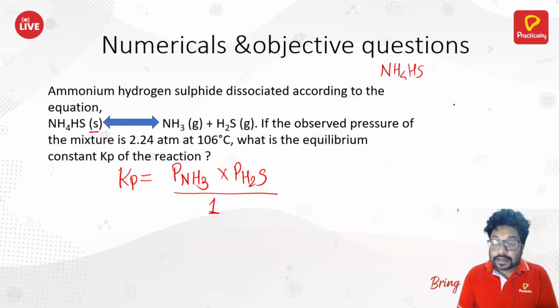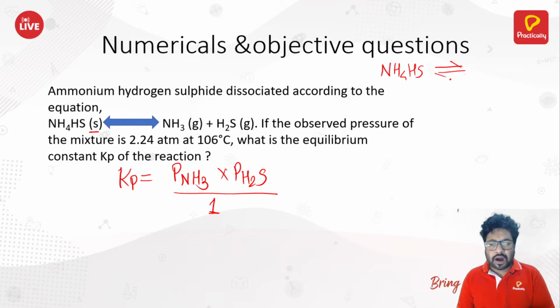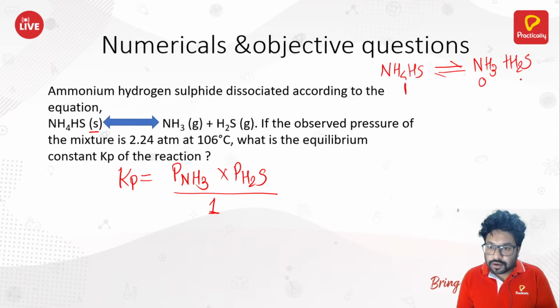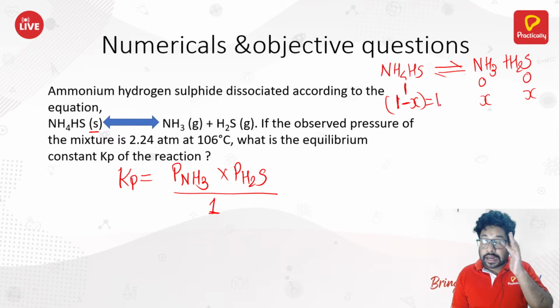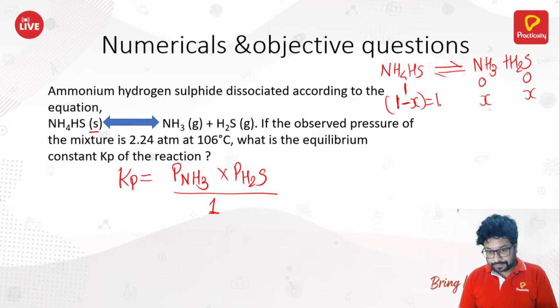NH4HS, okay, it is dissociating. Now we don't know how many moles of ammonia you are getting, how many moles of H2S you are getting there. But suppose I started this with 1, 0, 0. As far as the reaction is concerned, it looks like X, X, and 1 minus X, right? Now this is in solid state, so this ultimately becomes 1 only, right? Now if you look at the partial pressures, both the pressure of NH3 and the pressure of H2S seem to be exactly the same.